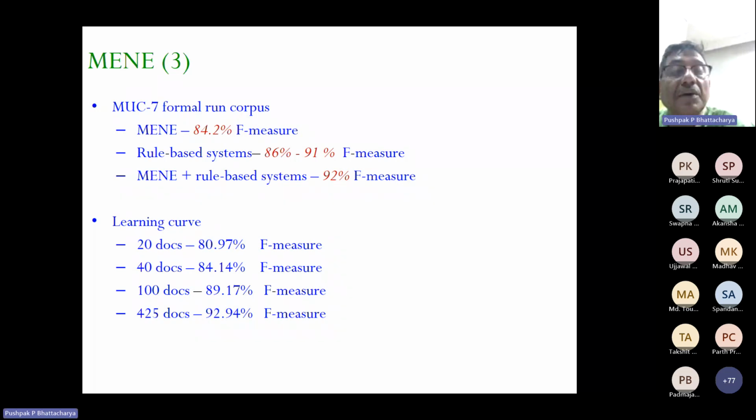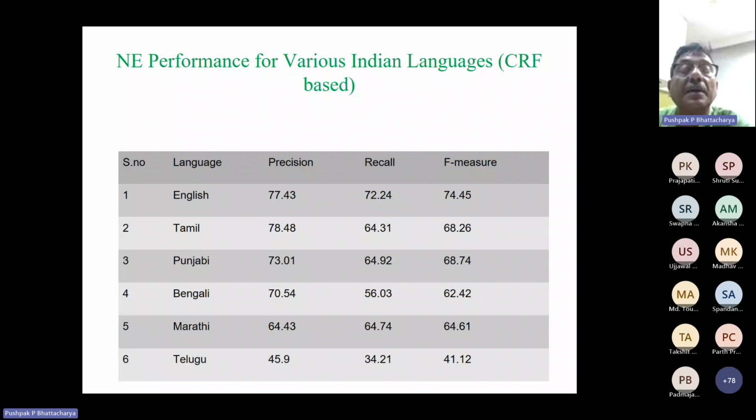Learning curve: 20 documents, 80, 81 F measure. 40 documents, 84. 100 documents, about 90. 425, 92%. So it shows that as we increase the data size, the accuracy also increases.